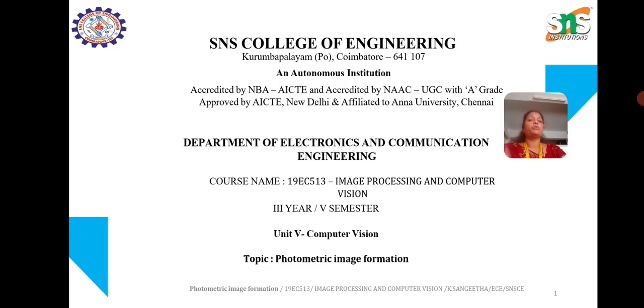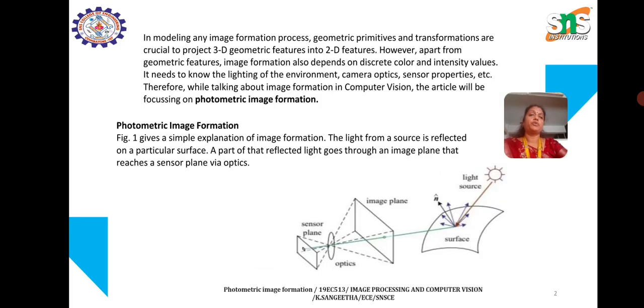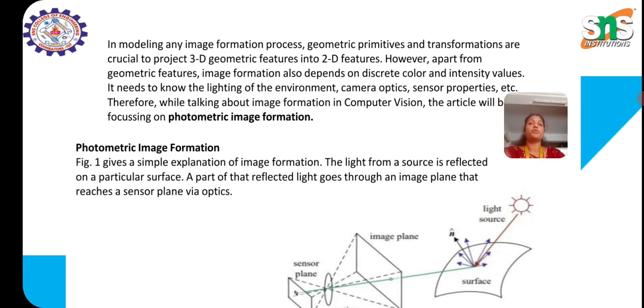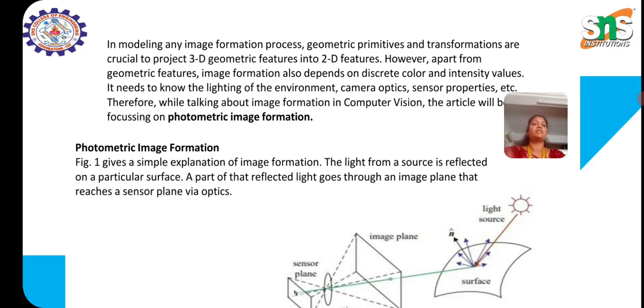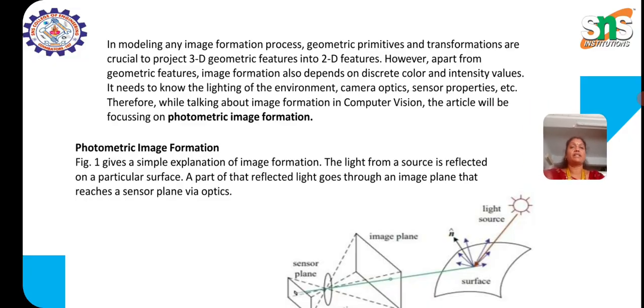Today we are going to discuss photometric image formation, how images are formed in computer vision. In modeling any image formation process, geometric primitives and transformations are crucial to project 3D geometric features into 2D features. However, apart from geometric features, image formation also depends on discrete color and intensity values. It needs to know the lighting of the environment, camera optics, sensor properties, etc. So, while talking about image formation in computer vision, this article will be focusing on photometric image formation.